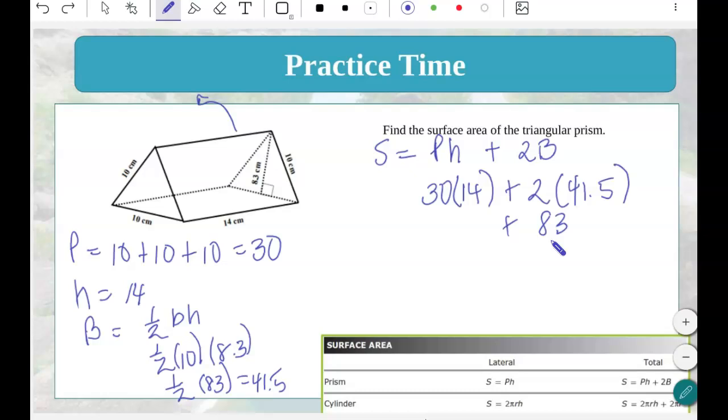And then do 30 times 14 is 420. And then you're going to add those two together. And it's 503. If you were going to find the lateral, it would just be the 420. As you can see from the formula, this part is the lateral.